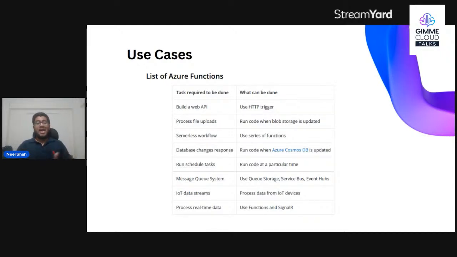Next is the IoT data streams. I have one good example, which I will discuss after this. In many places in IoT, serverless functions are used, as we are in an arena of home automation with cool IoT devices, and many people are using this. And next is processing real-time data using functions, which you already discussed.